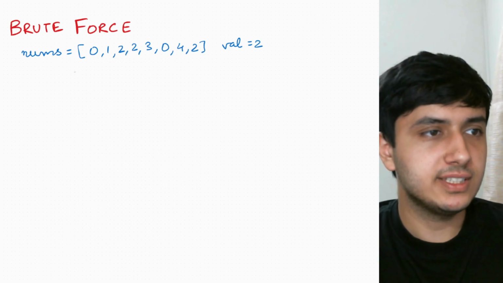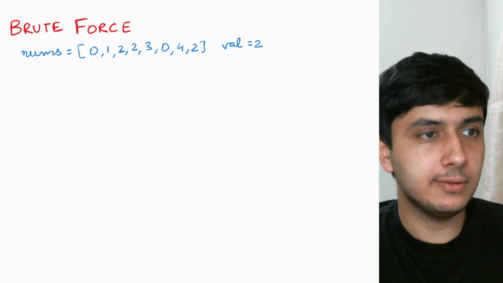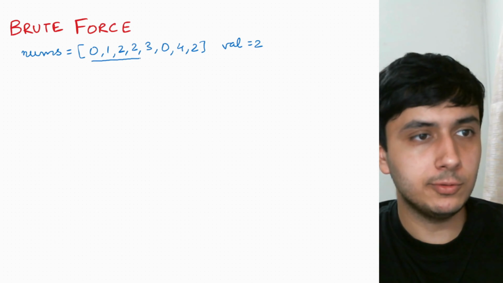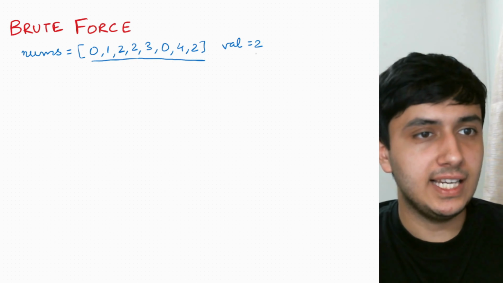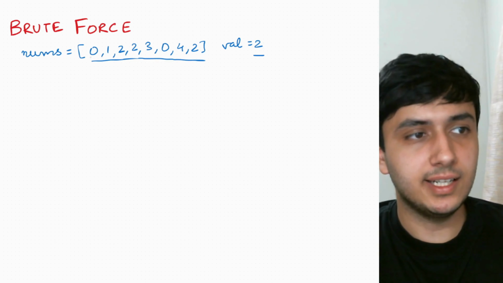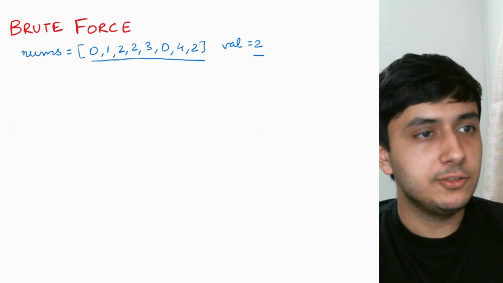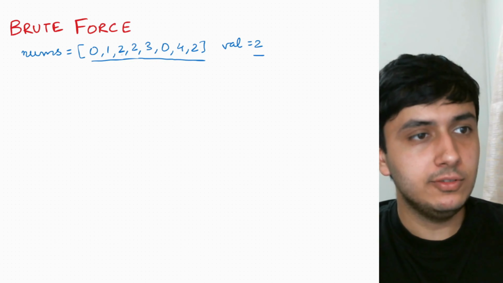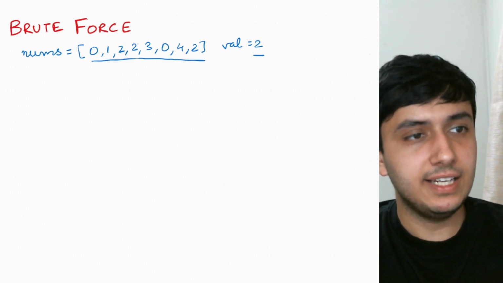Moving on to our brute force solution, let's say the nums given to us is 0, 1, 2, 2, 3, 0, 4, 2. The val is given as 2, so we're supposed to remove 2 every single time it occurs in nums. Our solution will be that every time we see 2, we'll just move everything in the array one place left.